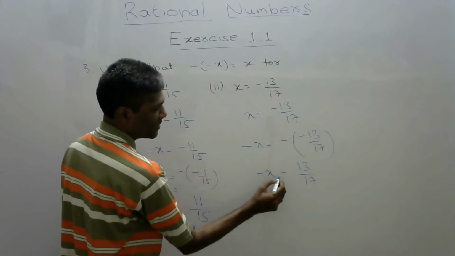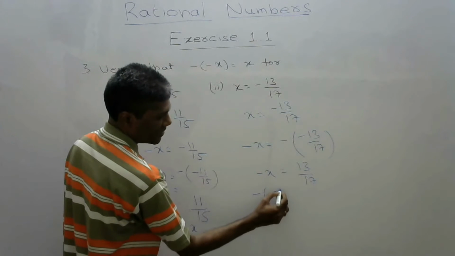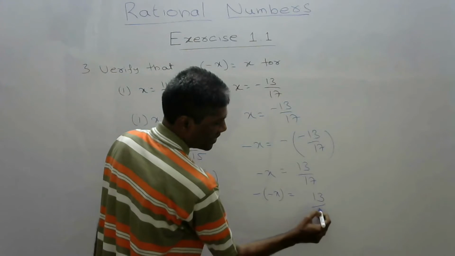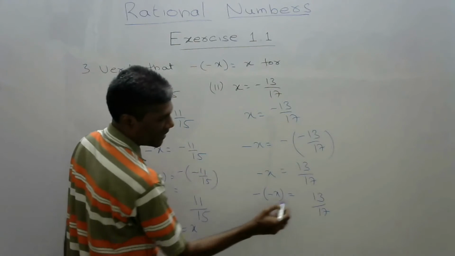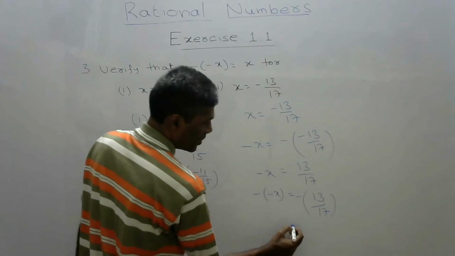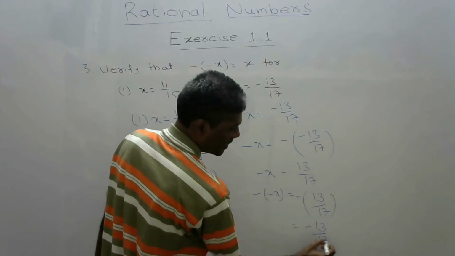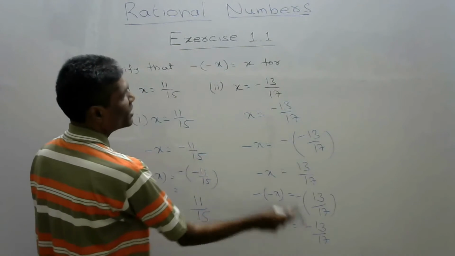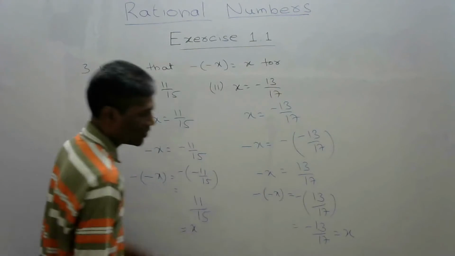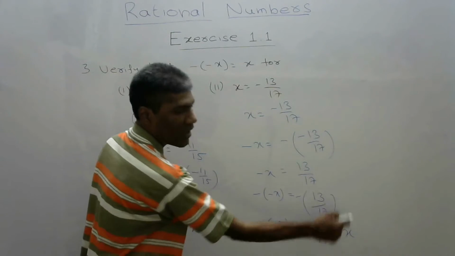Now, we want minus of minus x. This minus x value is 13 by 17. So, we take this minus. That is equal to minus 13 by 17. What is minus 13 by 17? Same. This is equal to x. So, minus of minus x equals x.